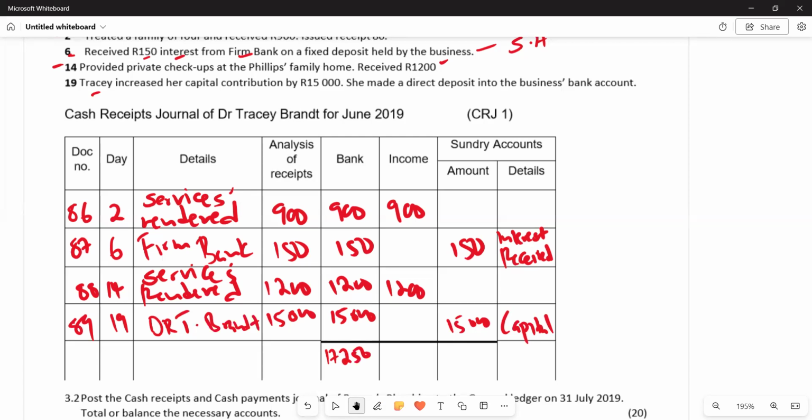Then we go to the next one. 900 plus 900 here, and then add 1,200, and we get 2,100. Then 150 plus 15,000, you're going to get 15,150. So these are the total figures. Then you can close here to show that these are your total figures.